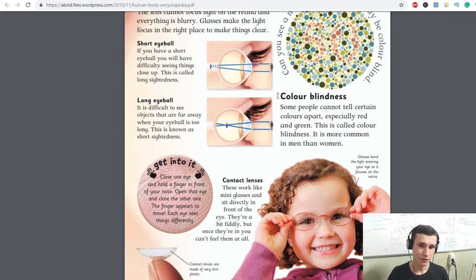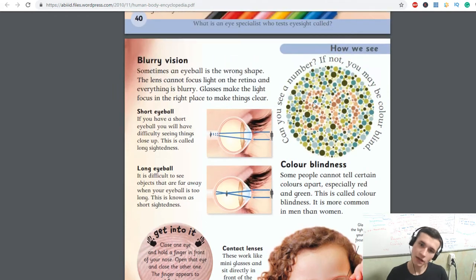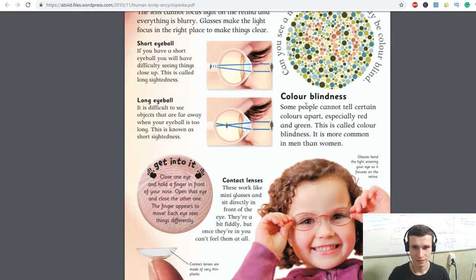Colorblind. Can you say a number? If not, you may be colorblind. Colorblindness. Some people cannot tell certain colors apart, especially red and green. This is called colorblindness. It is more common in men than women.